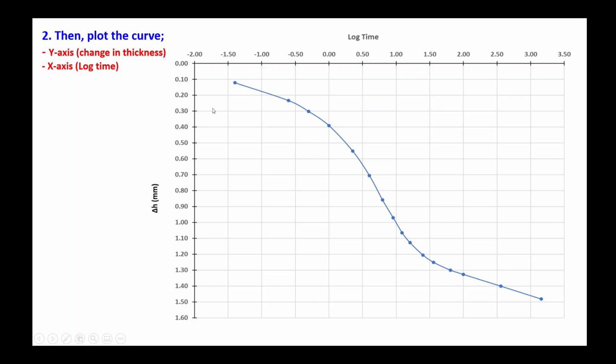So what graph do we need to plot? Prepare a graph with the y-axis as delta H, the change in thickness, and the x-axis as the log time. Ensure that you are able to plot the graph, and then you need to landscape the graph exactly like this. You prepare this graph exactly like this, and then you will have this kind of curve. It's like an S-curve shape.